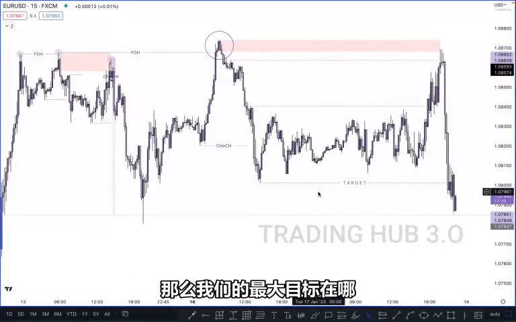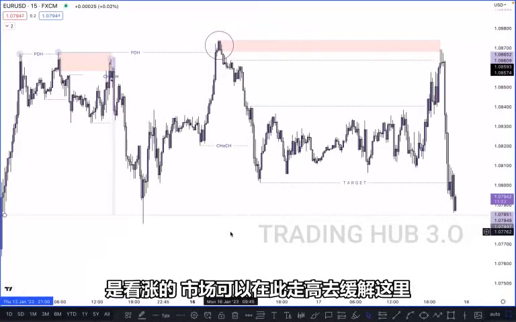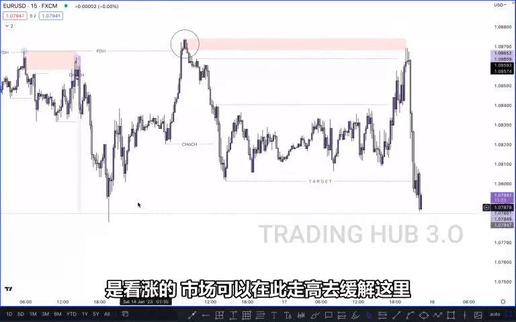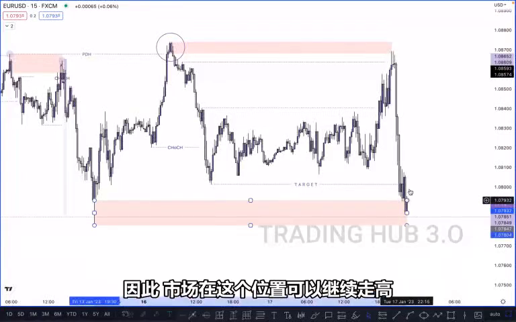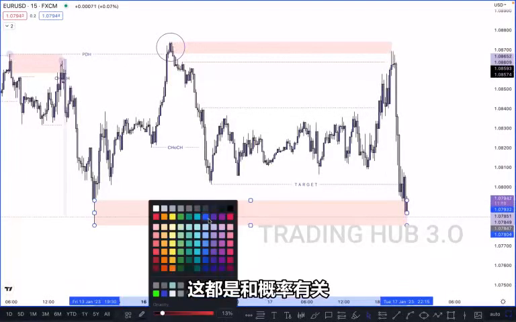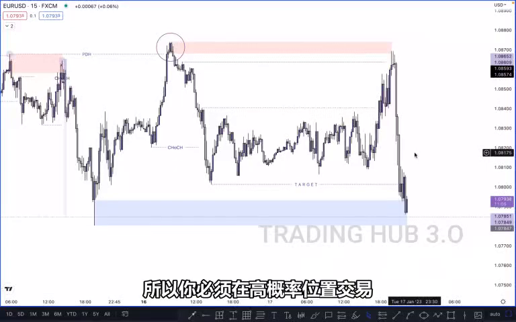And then where is our maximum target? The maximum target you can set at this low, but this is not high probability because momentum is bullish and the market can push higher again to mitigate this one. And this is our unmitigated order block right now. Okay, so the market can continue going higher at this point. So it's all about probability, right? So you have to play on a high probability POI.